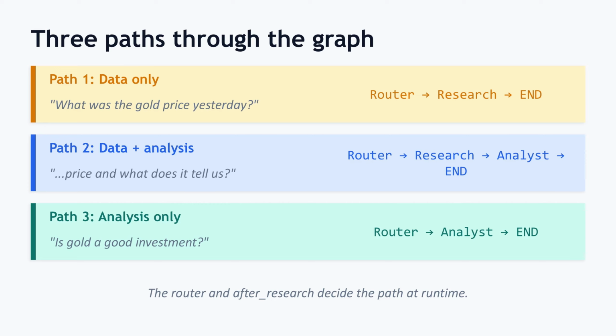Path 3, analysis only. Is gold a good investment? No data keywords, so the router skips the researcher entirely and goes straight to the analyst. 3 paths, 1 graph. The router decides at runtime.